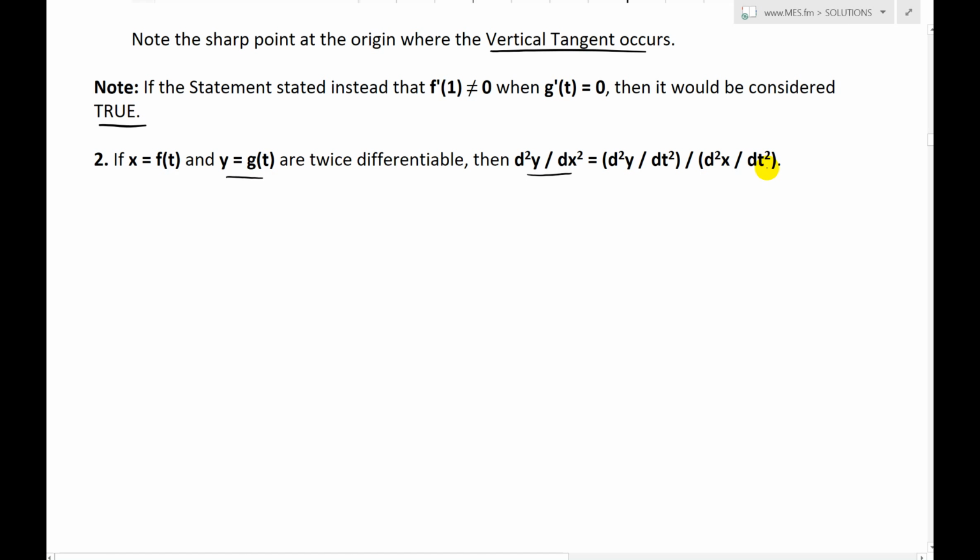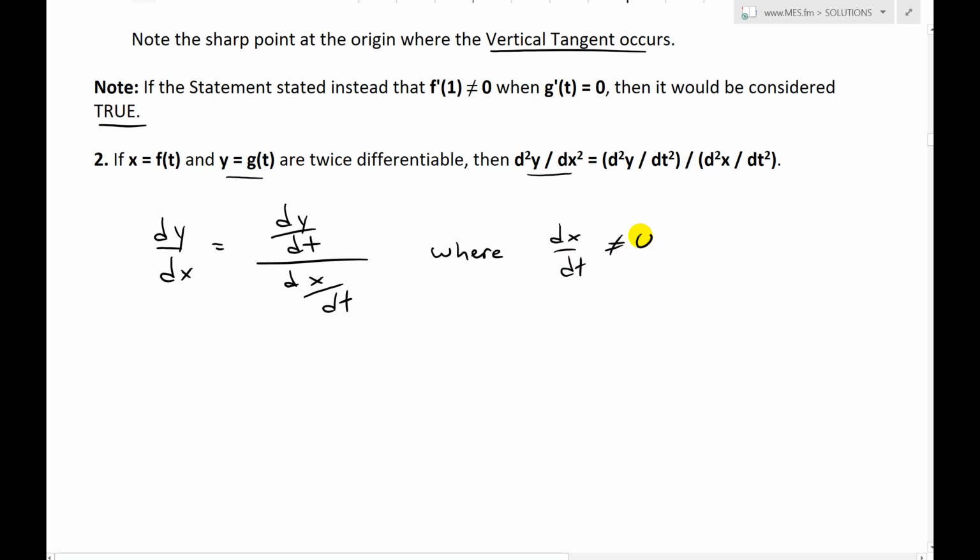So this is clearly false, because I actually covered this in my earlier video, but we could see this because if we recall the derivative dy over dx in terms of parametric equations, it's going to equal dy over dt divided by dx over dt. So that's the first derivative, and this is again where dx over dt is not equal to 0.